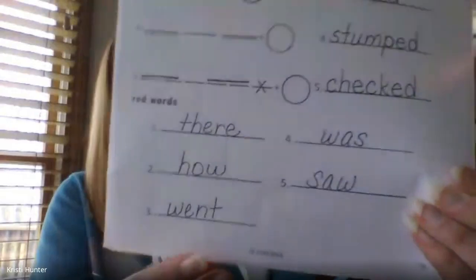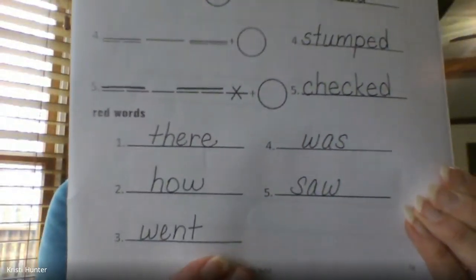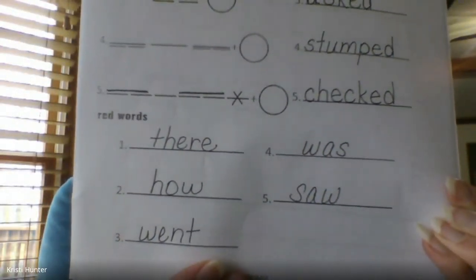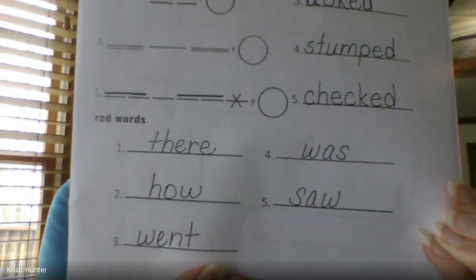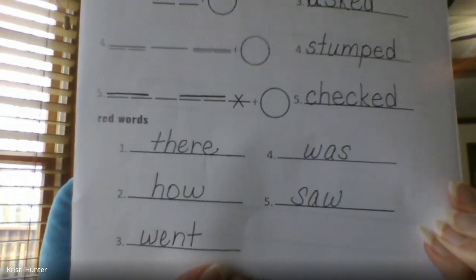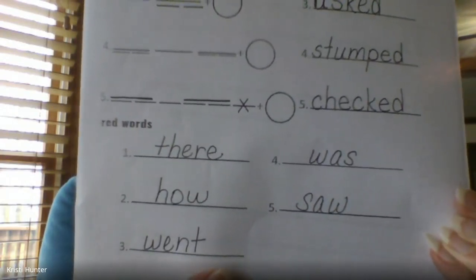Here are your red words. Remember, those red words are words that we cannot sound out. They are sight words that we have to memorize the spelling of. You can find those red words on the back of your newsletter. So if you need to be practicing them, they are all right there.